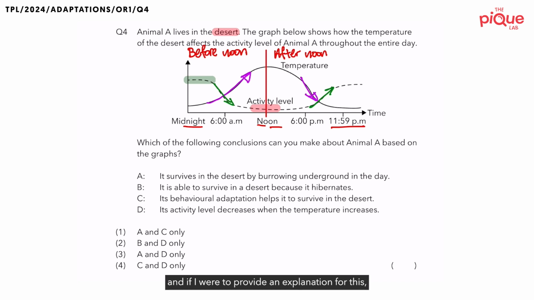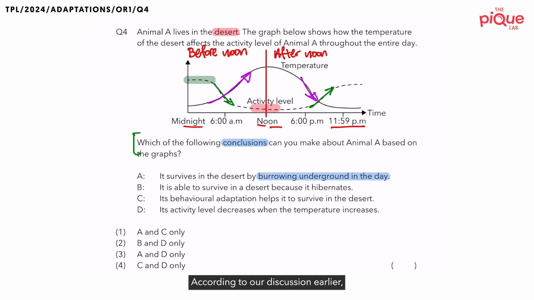From this whole graph, we can tell that animal A does not like to work in the day, and if I were to provide an explanation for this, it could be that the day is simply too hot for this animal to move about, and the animal might prefer to rest in the shade or burrow underground to stay cool. So now that we have understood the graph, let us look at the question below. Which of the following conclusions can you make about animal A based on the graphs? Let's take a look at statement A. It survives in the desert by burrowing underground in the day.